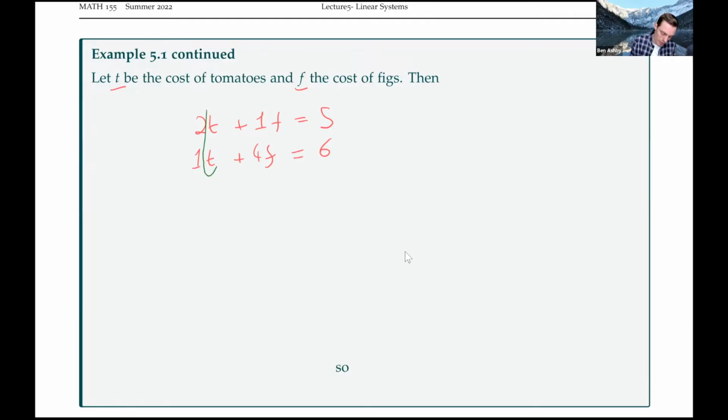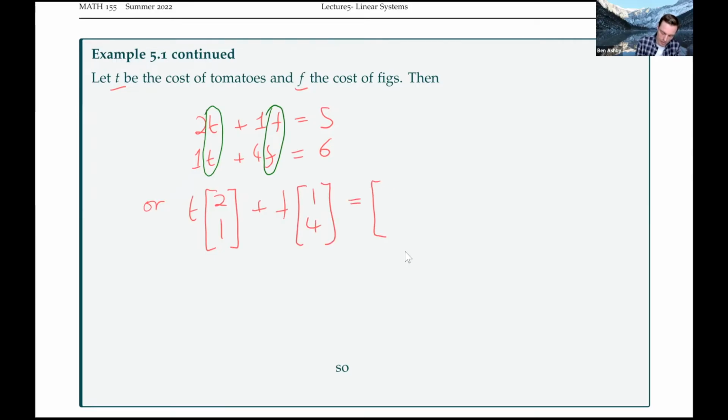We can see that we've got our t's aligned here and our f's aligned here. So we can just use the rules we know about scalar multiplication for vectors to rewrite this as t, so t is now our scalar here, times a vector (2, 1), plus f times a vector (1, 4), is going to equal another vector (5, 6).